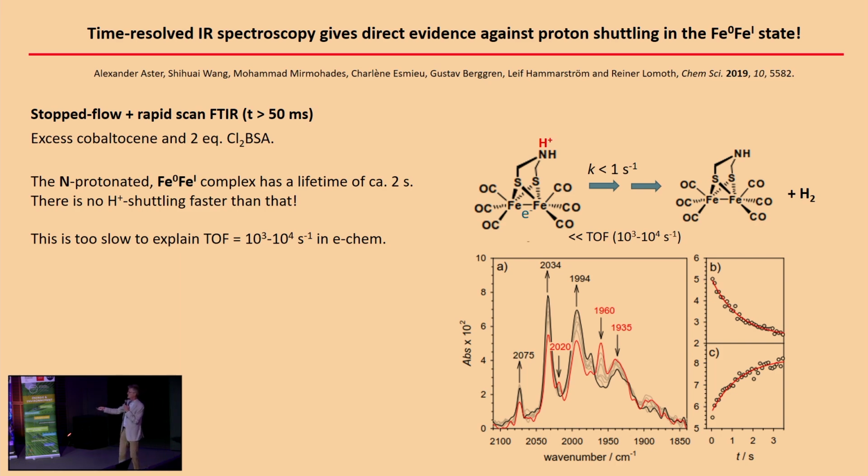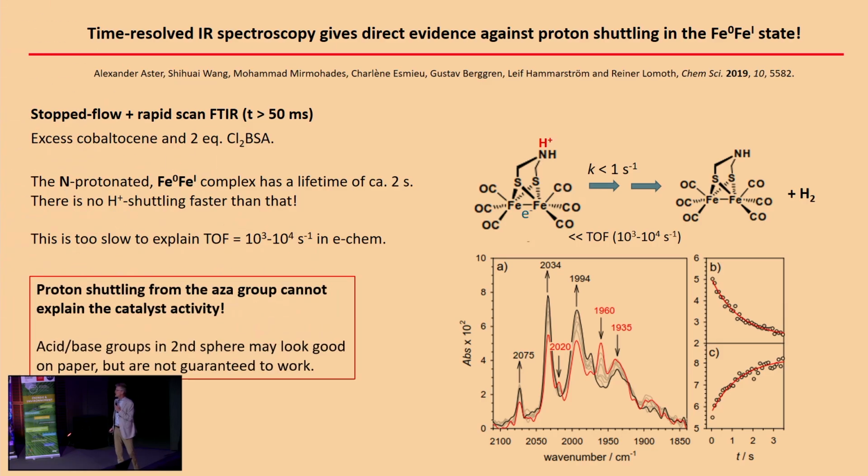And if this is stable for a second without shuttling the proton, it cannot sustain catalysis of 10^3 to 10^4 per second. So this is direct evidence that this mechanism is not right. This complex does not work with this mechanism. So acid-base groups in the second coordination sphere may look good on paper, but there's no guarantee they're going to work. It's very sensitive to distances, orientations, and energetics, of course.